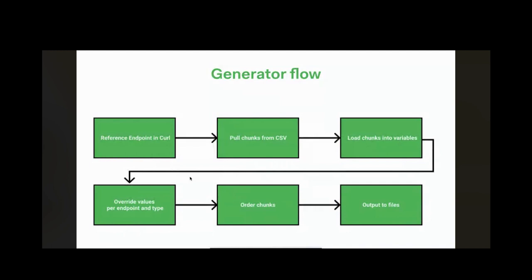It pulls the chunks of code that I mentioned that are defined in those CSVs. It loads these chunks into local variables. It's doing some stuff under the hood to reduce repetition. Depending on the endpoint or integration that it's currently working on, it may override variables with values provided from other CSV files. Then it orders the chunks. This is important because depending on the language, equivalent chunks might not be in the same place. And finally, it outputs these files with an extension denoting the language.